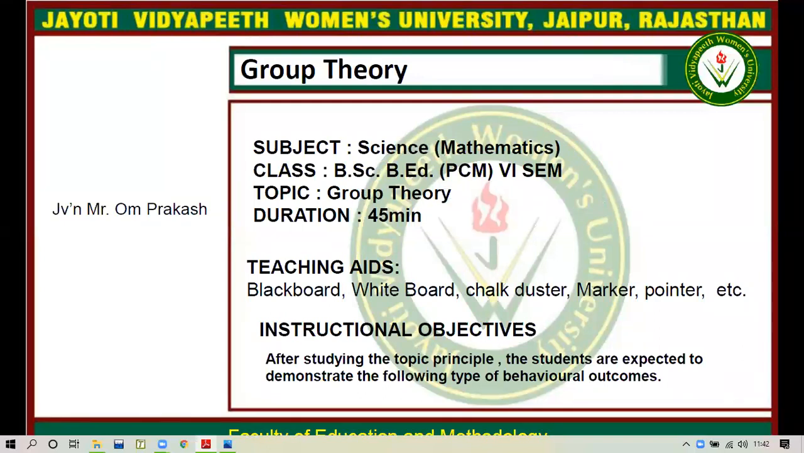In group theory, in your last class, we saw the construction of numbers. How can numbers occur in our day-to-day life? That means from ancient times to today, from natural numbers to complex numbers. Today we will see the operations on these numbers.